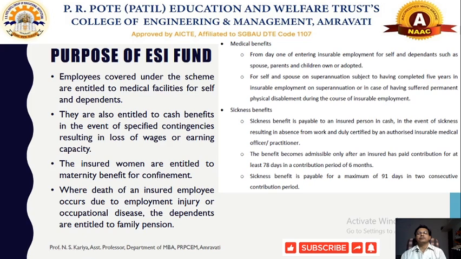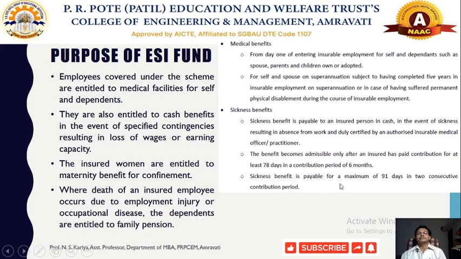So the cause of sickness needs to be mentioned. The benefit becomes admissible only after the insured has paid contribution for at least 78 days in a contribution period of 6 months. So any particular employee who is liable to get the sickness benefit under ESICA needs to pay a minimum of 78 days of contribution for the period of 6 months. That is the primary requirement to obtain the sickness benefit under ESICA.